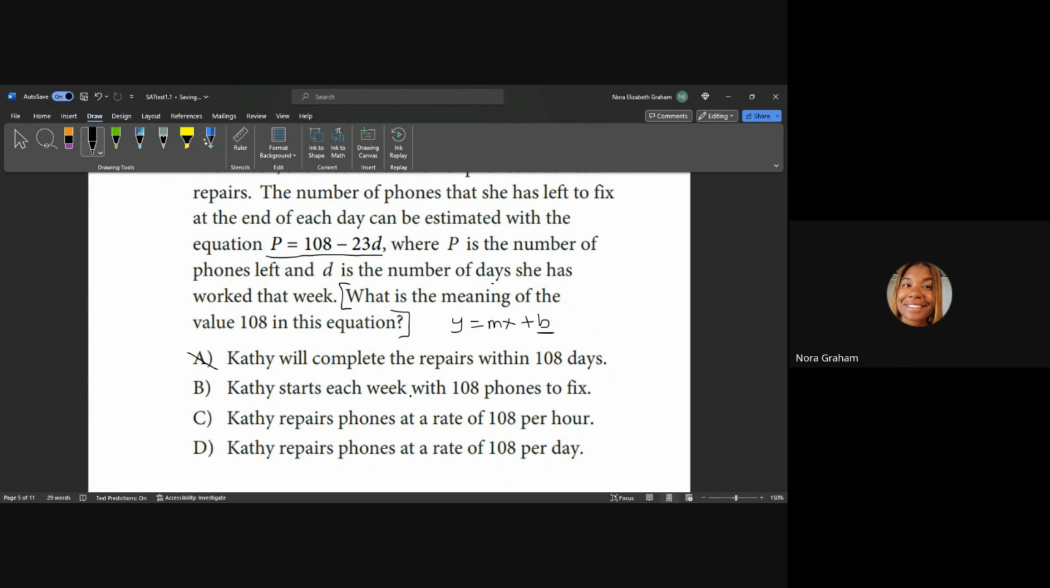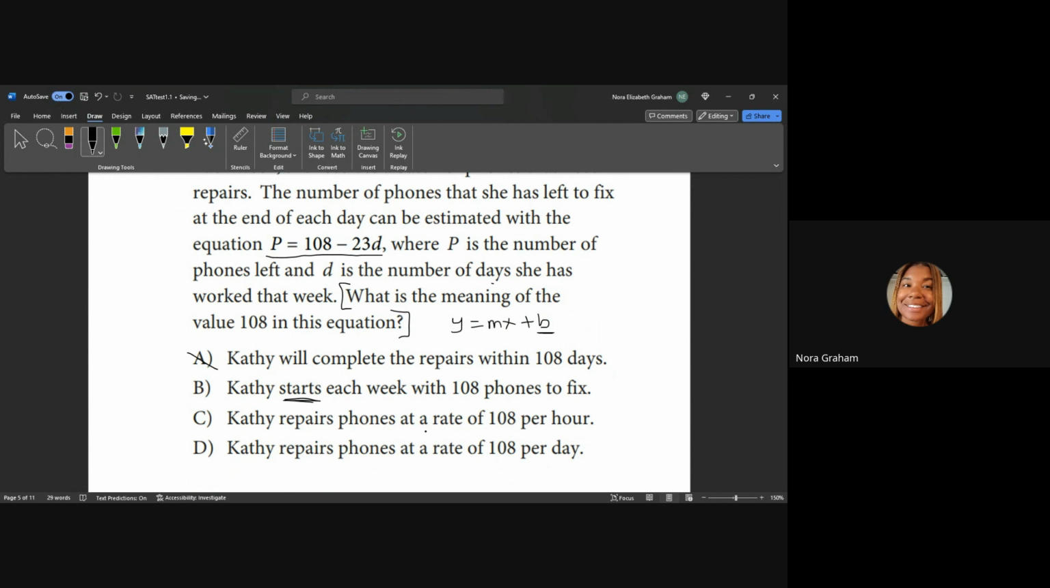Kathy starts each week with 108 phones to fix. Look at this keyword, starts, all right? Like I said, our B is our constant, and usually with linear equations, our y-intercept is going to represent where we start. So that might be a possibility. But always, when doing your SAT, go through all your questions and always eliminate the ones you know are wrong.